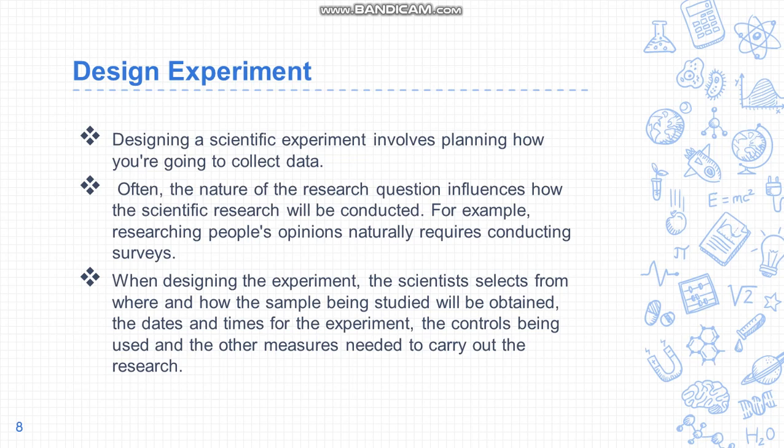Designing an experiment. Designing a scientific experiment involves planning how we are going to collect data. Often the nature of the research question influences how the scientific research will be conducted. For example, researching people's opinions naturally requires conducting surveys. When designing the experiment, the scientist selects from where and how the sample being studied will be obtained, the dates and times for the experiment, the controls being used and other measures needed to carry out the research.